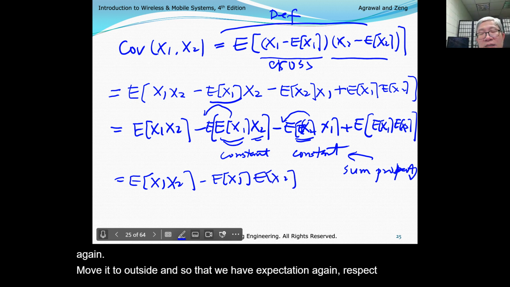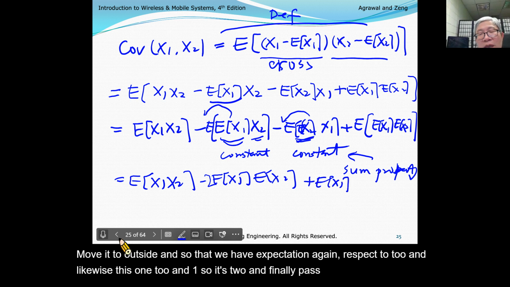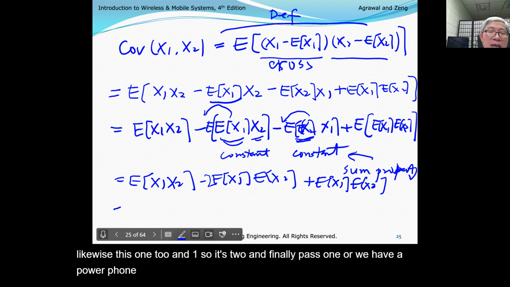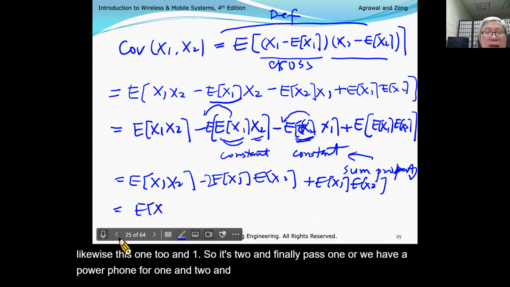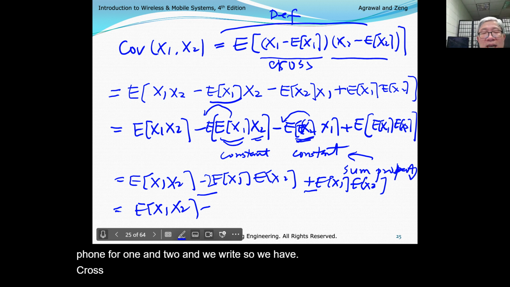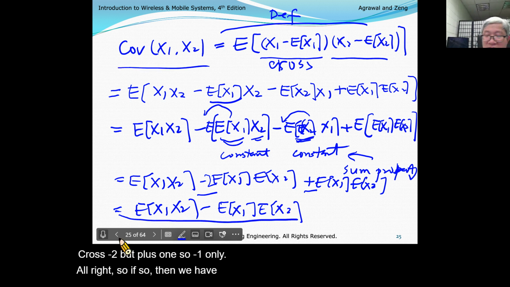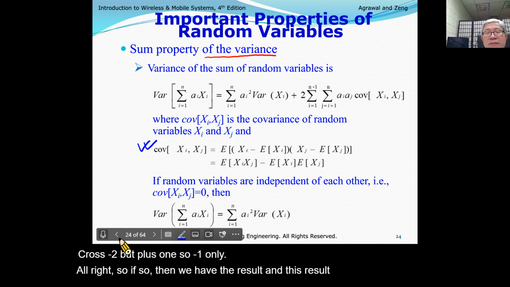And likewise, this one 2 and 1, so it's 2. And finally, plus 1. We have a product form for 1 and 2. And we write, so we have cross minus 2, but plus 1, so minus 1 only. All right, so then we have the result. And this result follows this.